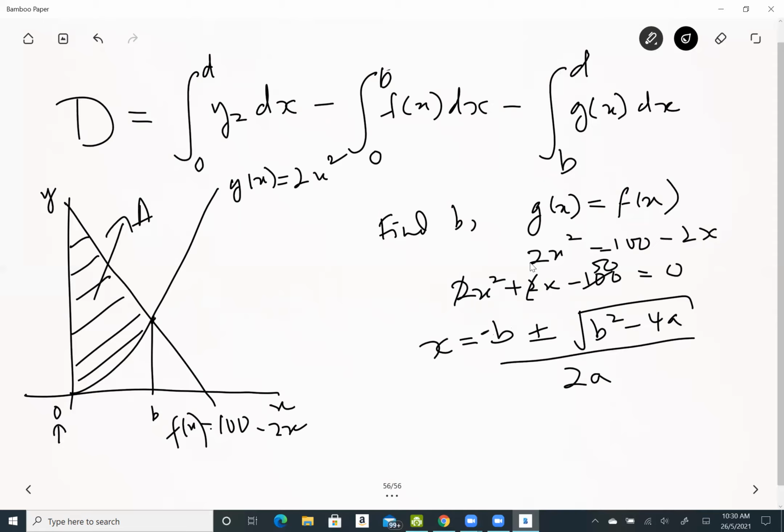Point B, anybody did that? So you got a equal to 1, b equal to 1, c equal to negative 50. So x equals negative b, plus or minus the square root of b squared minus 4ac. Anybody get the value yet? You will get one negative, one positive. So the negative goes out. You just need the positive value.